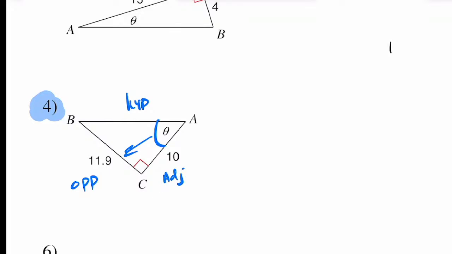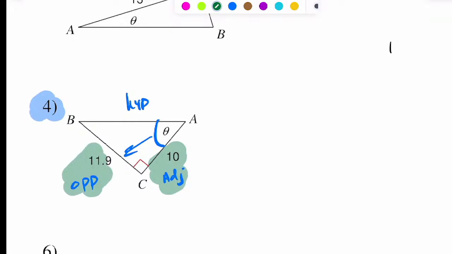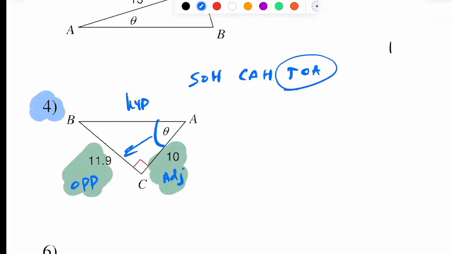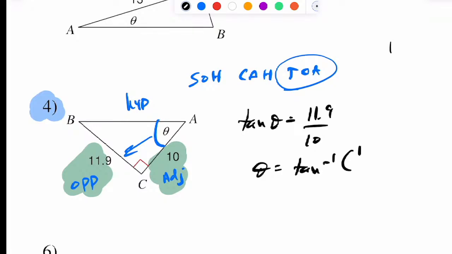With this one here, Christine, I've got the 10 and I've got the 11.9. So that involves the O and the A. Of your abbreviation here, you're going to choose this one. So this is going to be tan. The tan of theta is your opposite over your adjacent. Now you want to take the tan inverse because you want to solve for theta. So take the tan inverse of both sides.